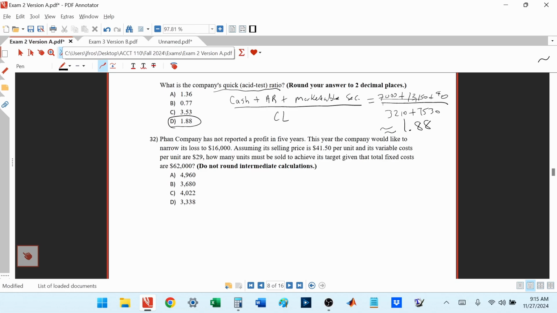We'll see. Fan company has not reported a profit in 5 years. This year, the company would like to narrow its loss to $16,000. Assuming its selling price is $41.50 a unit and its variable costs are $29, how many units must be sold to achieve its target, given that total fixed costs are $62,000? So we want our profit to be negative $16,000.